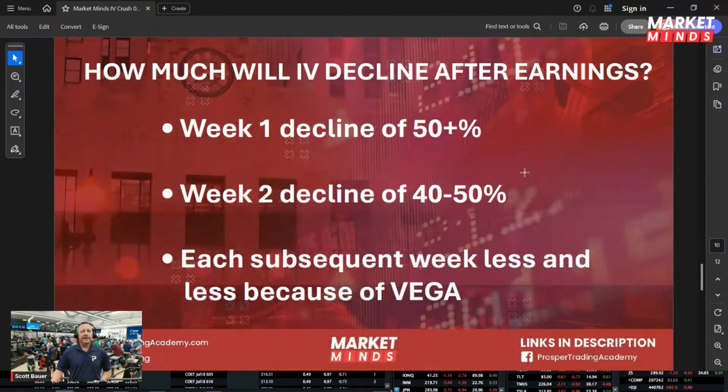Okay, I'm going to go back to this here. Does everybody understand what I mean by seeing this decline in implied volatility? And what I mean by the 50%, the 40%, does everybody understand that? Excellent. Thank you, Kevin. Okay, Kevin, since you were the first one to answer there, give me a stock you want to look at that has earnings coming up.